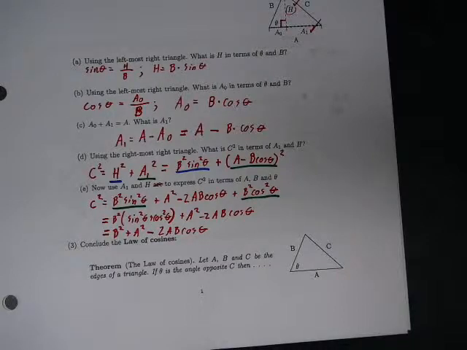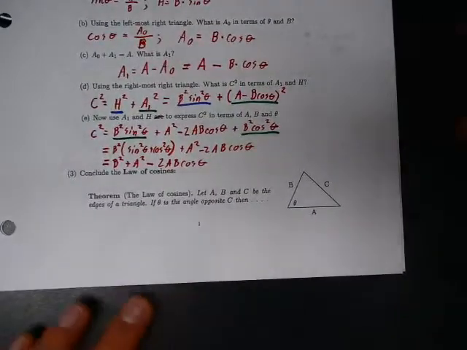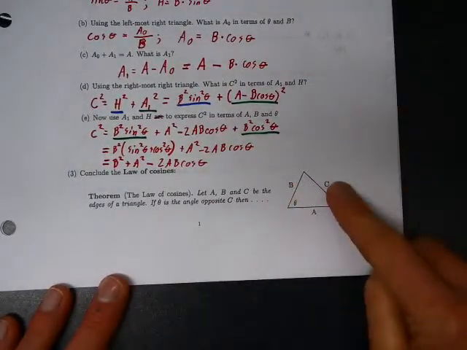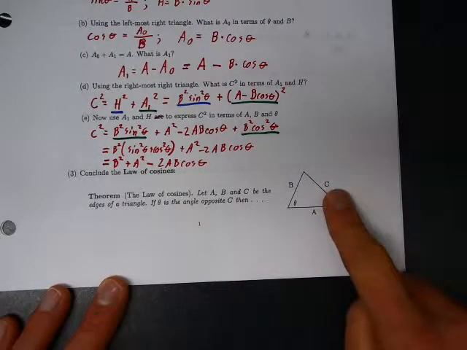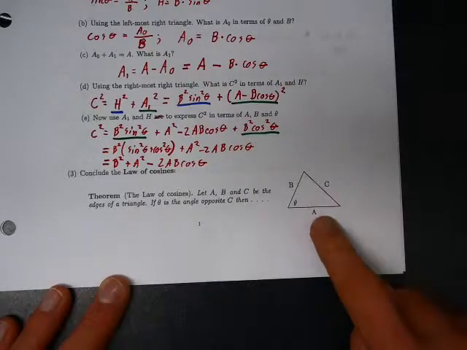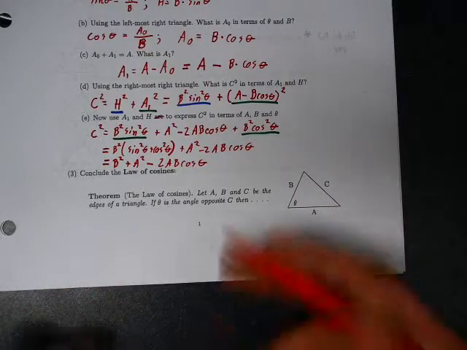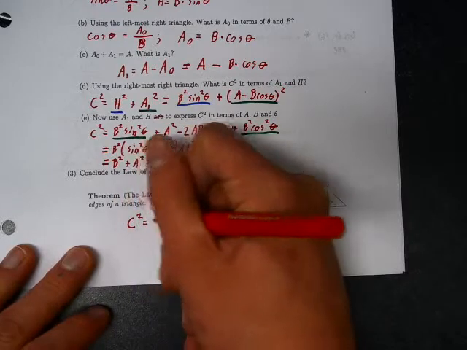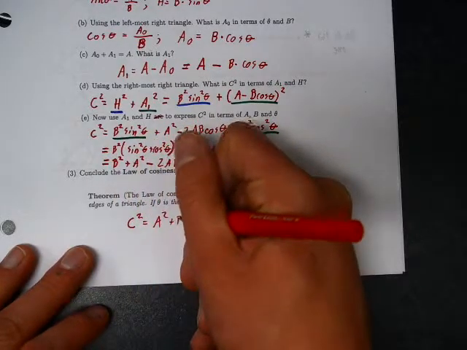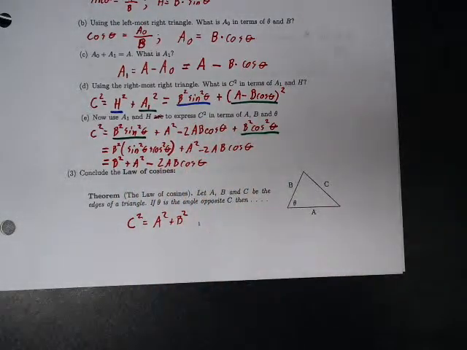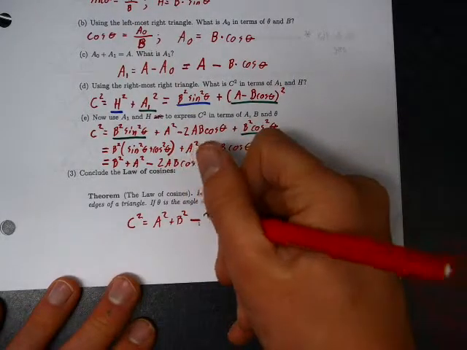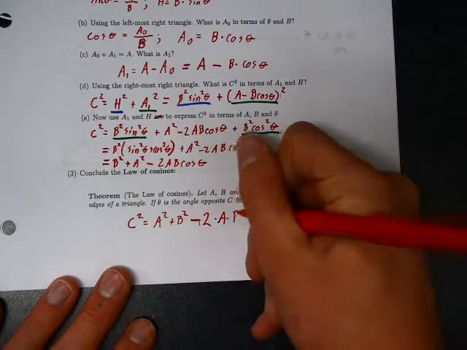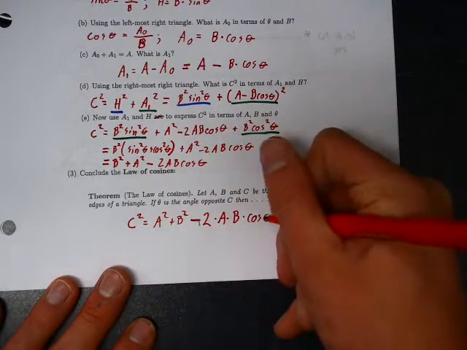So, the law of cosines says that if you have any triangle with side lengths a, b, and c, and theta is the angle that's opposite the side C, or equivalently the angle that's between A and B, then C squared is the same thing as A squared plus B squared, the Pythagorean identity, but it can't possibly be the Pythagorean identity. The angle theta isn't a right angle. You are off by 2 times A times B times the cosine of theta.